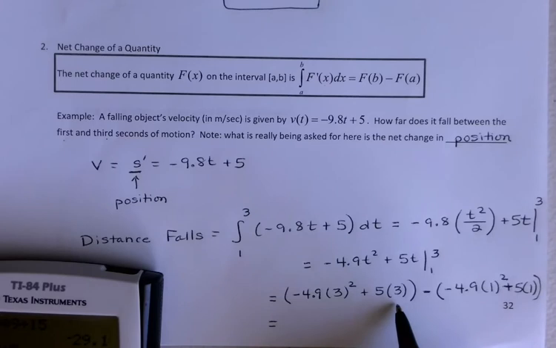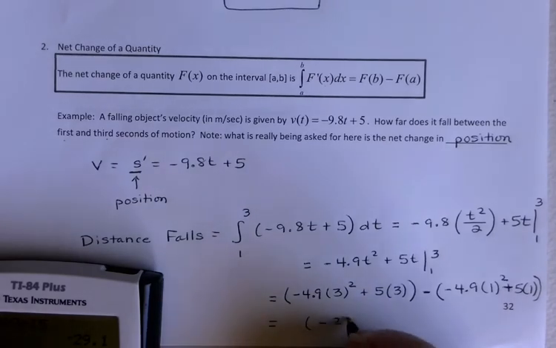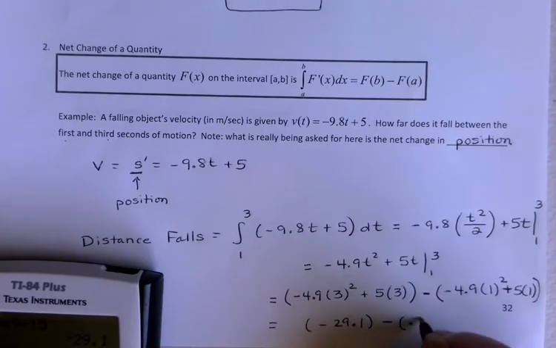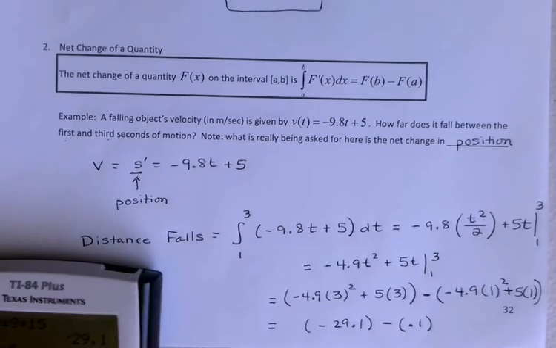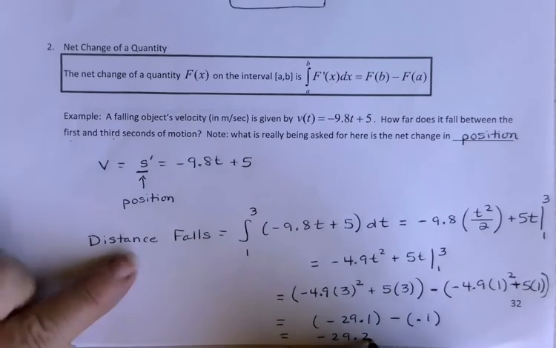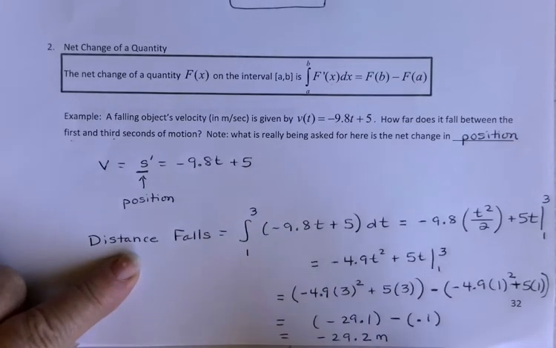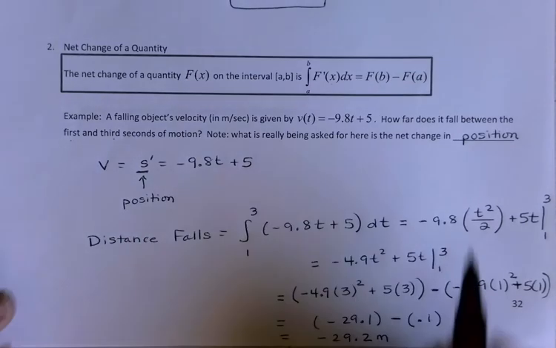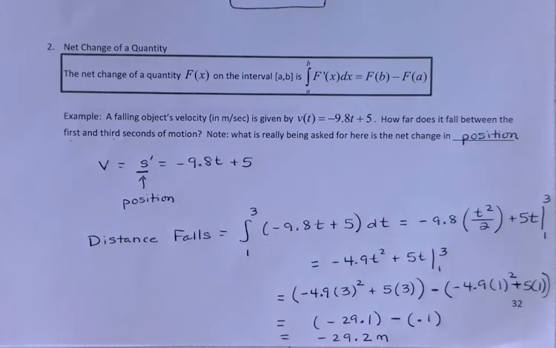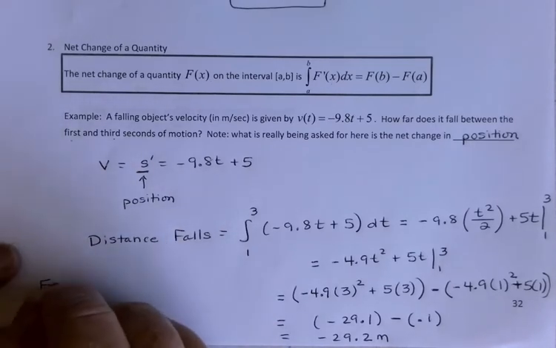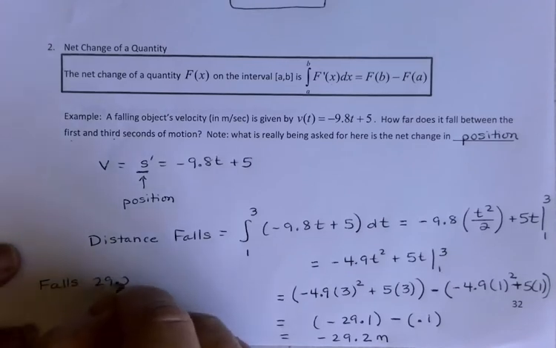The first set of parentheses, when I plugged that in, I got negative 29.1, minus, plugging that one in, I got 0.1. So it looks like we're going to get negative 29.2. And that's a distance, so that would just be in meters. It's only negative because it's falling. Since it really asks me how far does it fall, probably a more reasonable answer would just be the 29.2. I really don't need to include the negative if I say the word falls. So it falls 29.2 meters.